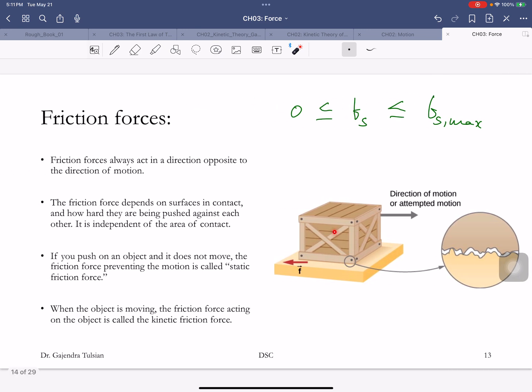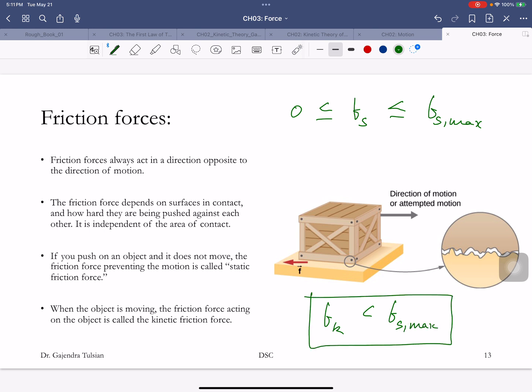Now, once you get the box moving, then the friction force is called a kinetic friction force. So once the box is moving, the friction force is called kinetic friction force, and the kinetic friction force is always smaller than the maximum static friction force. So once you get the box moving, it's easier to keep it moving.